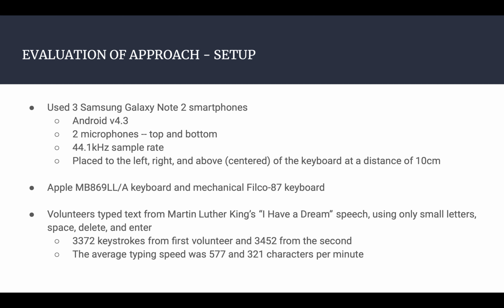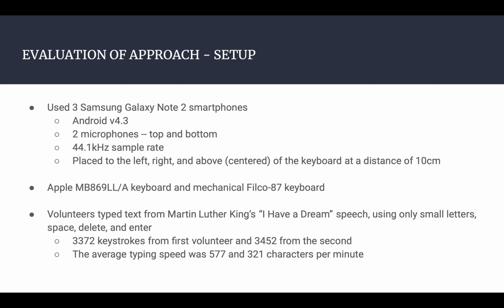So now we'll walk into the evaluation of the experiments that the researchers conducted to test their idea and their algorithms. Again, they wanted to make this very generalized using off-the-shelf technology. So they had 3 Samsung Galaxy Note 2 smartphones running Android version 4.3. Each phone was equipped with 2 microphones, one at the top and one at the bottom. And each microphone had a sampling rate of 44.1 kilohertz.